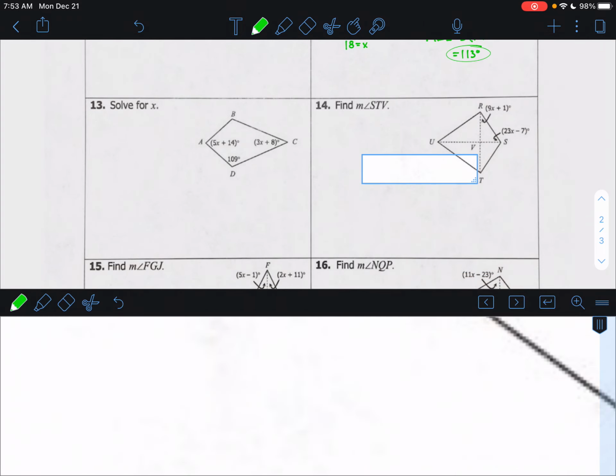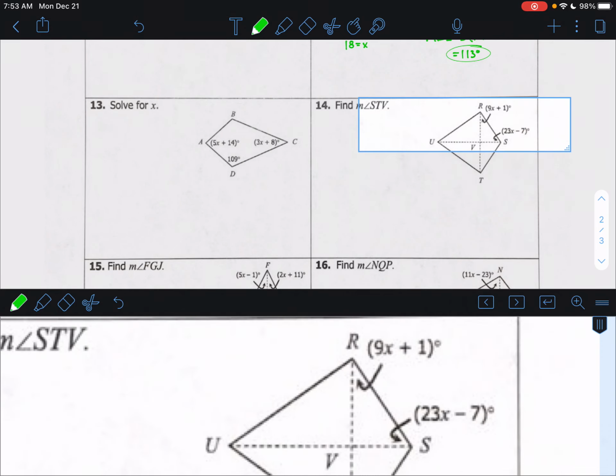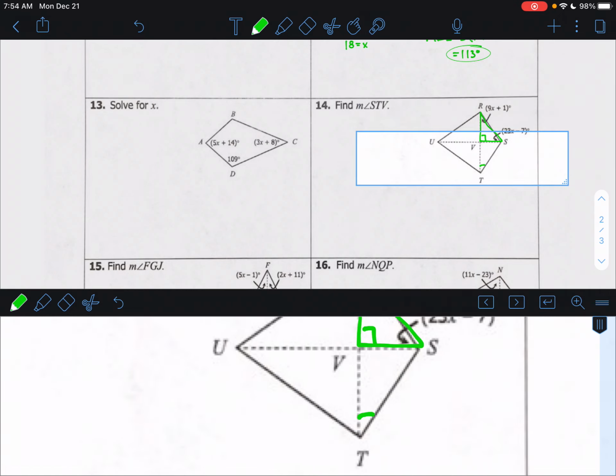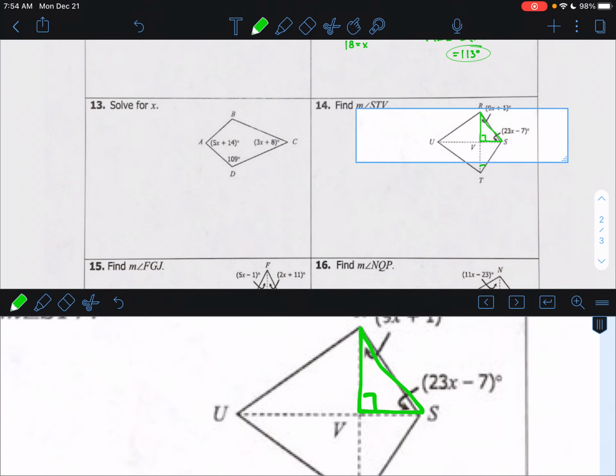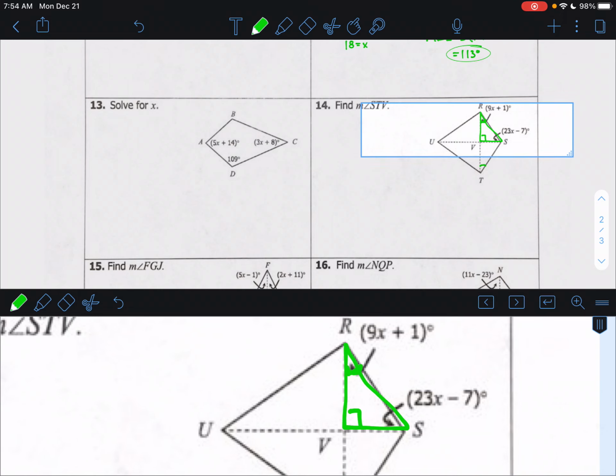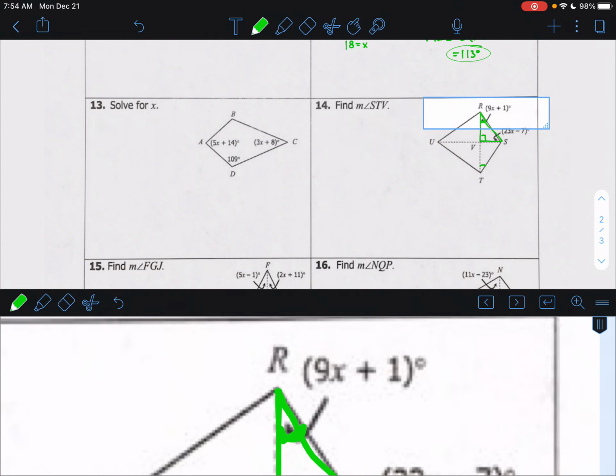You would do something similar. Well, for number 14 here, it gives me 2 of these angles inside this triangle, and I know the third angle is a right angle. So you can say 9x plus 1 plus 2x, or 23x minus 7 plus 90 equals 180. Solve for x. And I know it says to find STV, but you know STV is going to be congruent to this angle SRV. So you can plug it in, once you solve for x, plug it into this 9x plus 1 to get your answer.